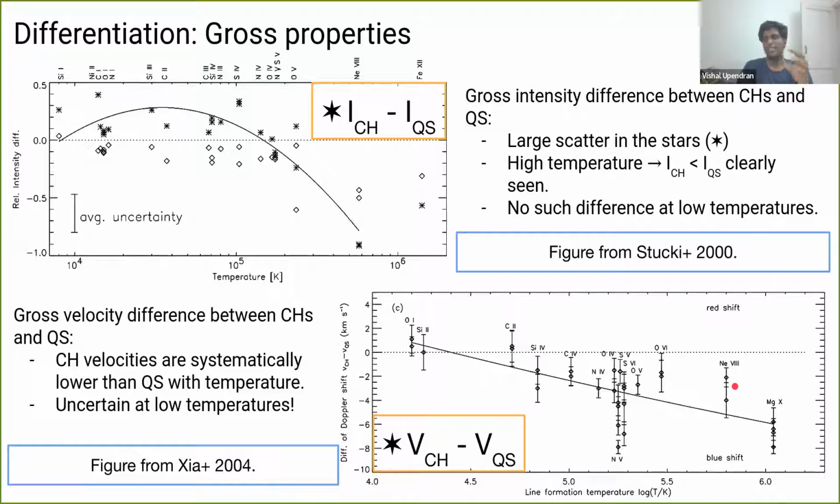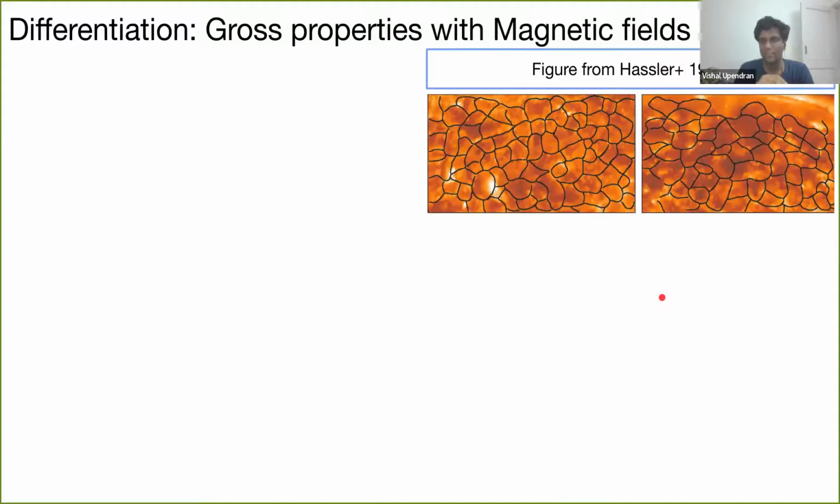But this is just the gross properties, just comparing the average values in different regions. But what happens if you look at the magnetic field? This is from Don Hassler's paper, where they look at the neon 8 line. We saw earlier that the last point was neon 8, which showed the differentiation. So in neon 8, if you look at the quiet sun on the left and coronal hole on the right, clearly a differentiation in the intensity is seen. The coronal holes are darker when compared to quiet sun. The black lines outlined on these two images are what are called the network regions.